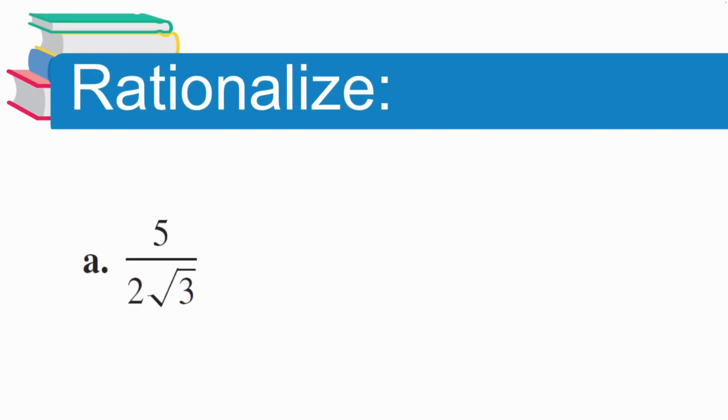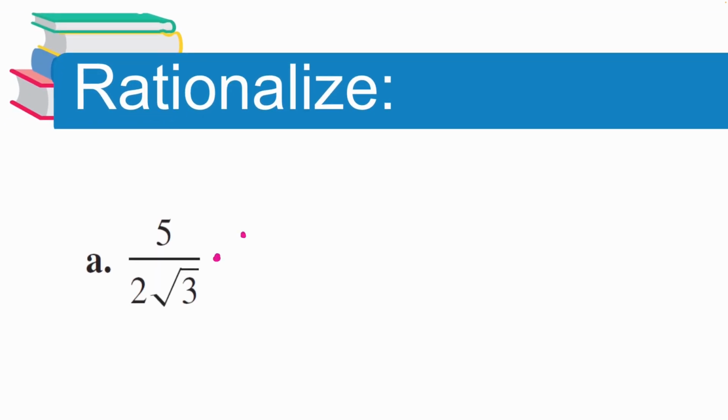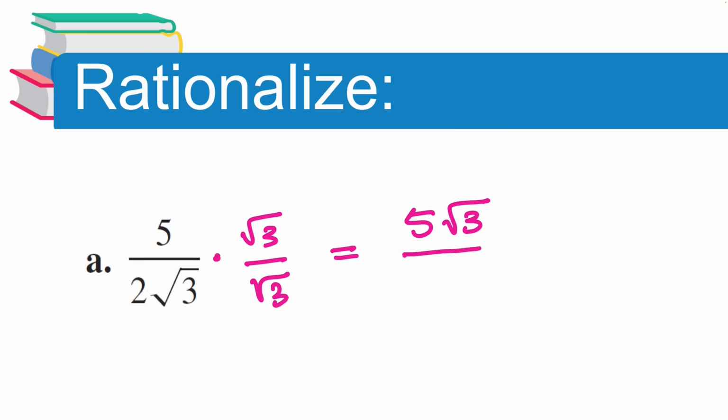We would start with this one. We would just do square root of 3 over square root of 3. And so that's going to give me 5 square root 3 divided by 2 times 3, or 5 square root 3 divided by 6.